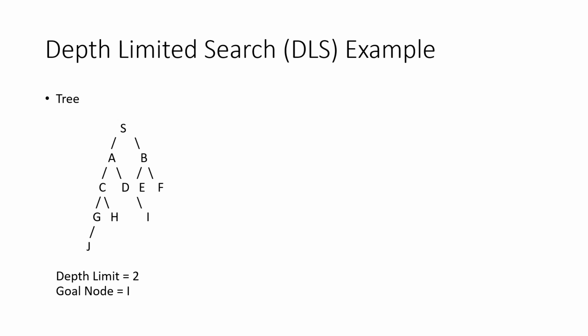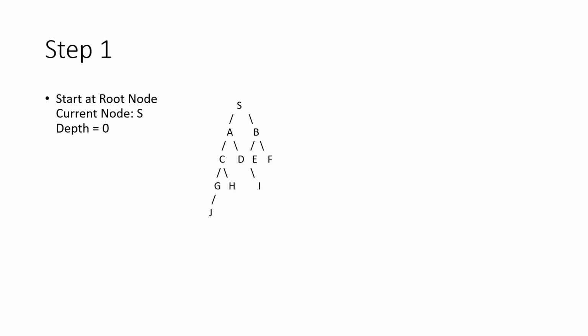Okay, we can see the example now. Step 1: first we start with the root node. The current node is S, and the depth is 0. Because now only we are going to go to the next portion. In step 2, the path is S to A, and we are at depth 1, so we have visited A.